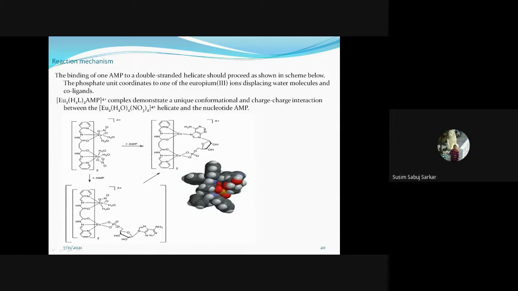That means we can design specific helicates for ATP and AMP like that? Yes, we can design it. And this is only a mechanism from a paper. There are different papers with different types of helicates.